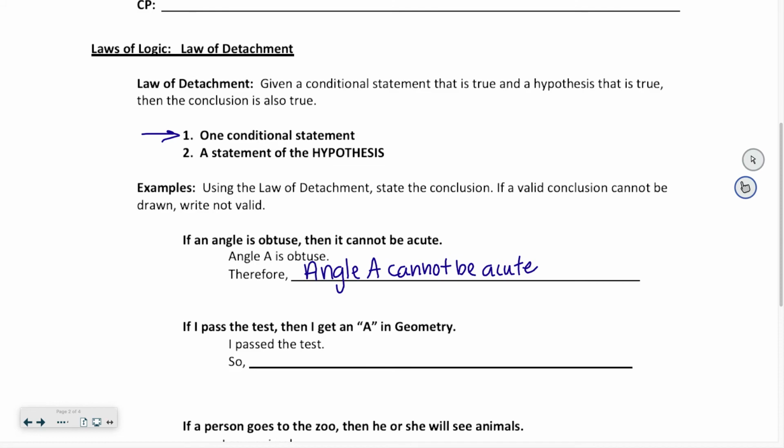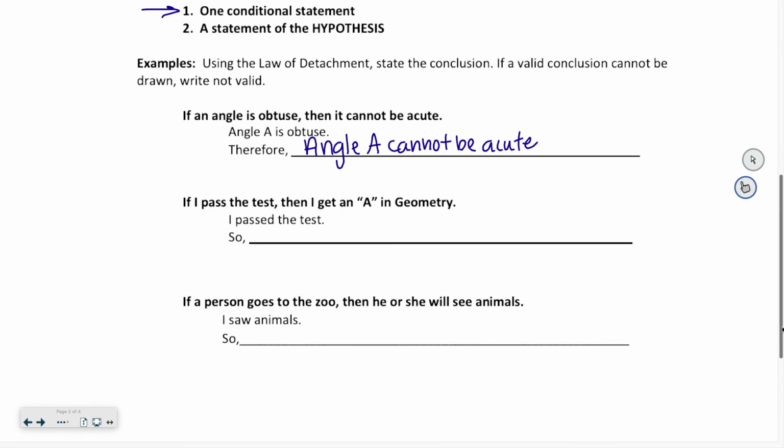If I pass the test, then I get an A in geometry. I passed the test. So I got an A in geometry. You have one conditional statement. The hypothesis is repeated. Then you can add your conclusion.